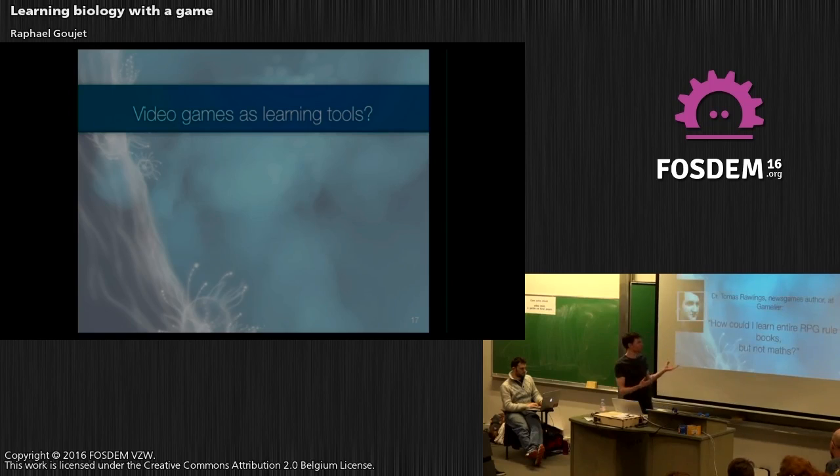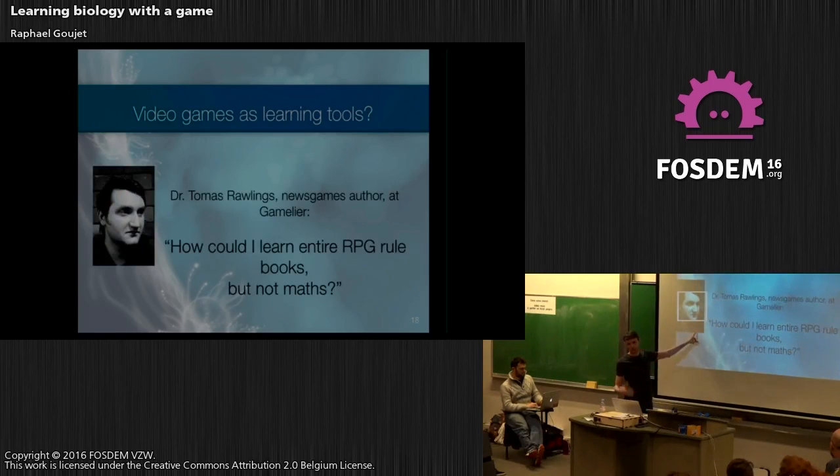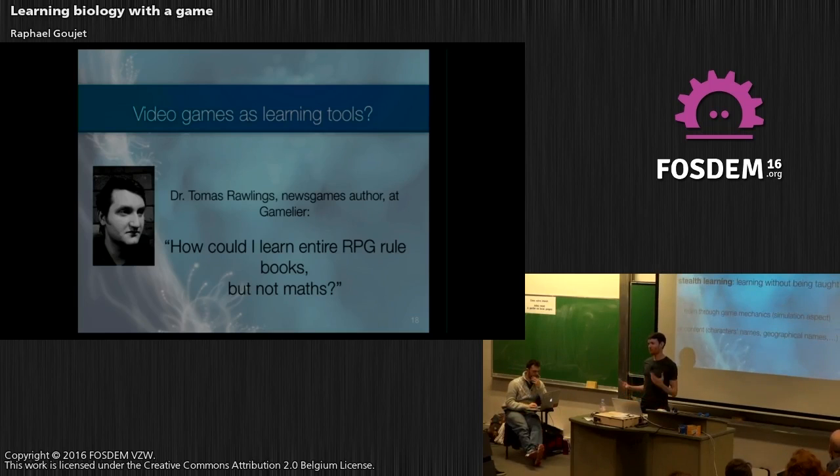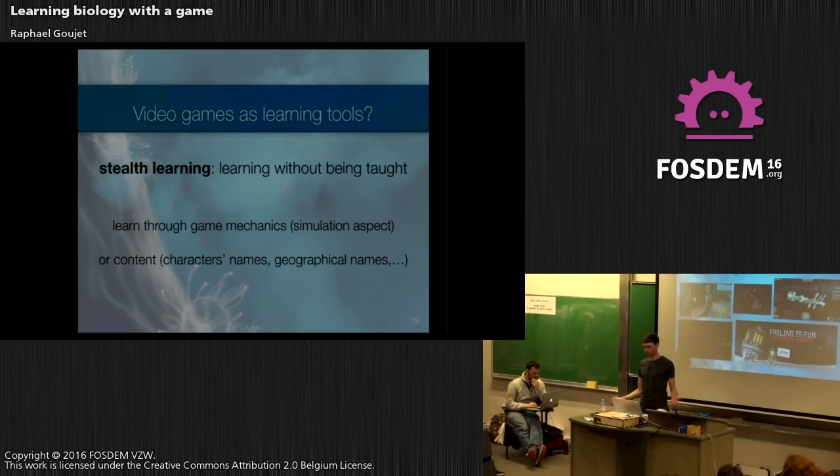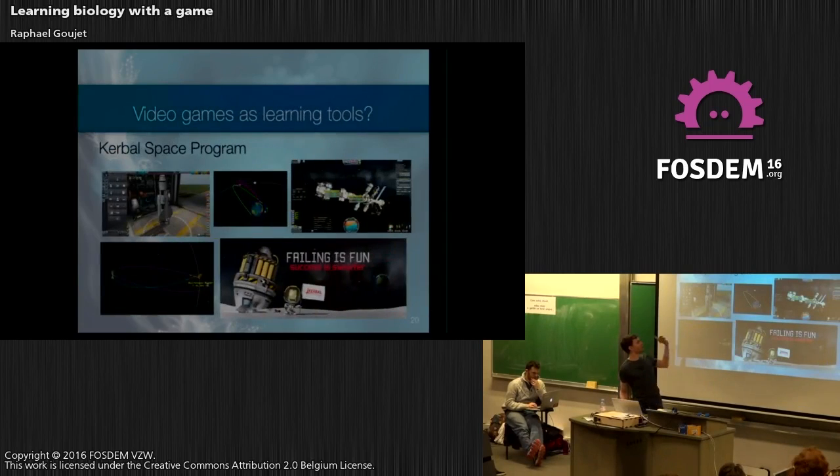So this kind of answers the question, why video games? Because you know that. This guy, Thomas Rawlings, came to our center and gave us a talk, and he said, how could I learn entire RPG rulebooks but not math? You learn lots of things with games. So self-learning, about which I talked at the beginning, seems a good solution. You learn without being taught, you learn through game mechanics or content.